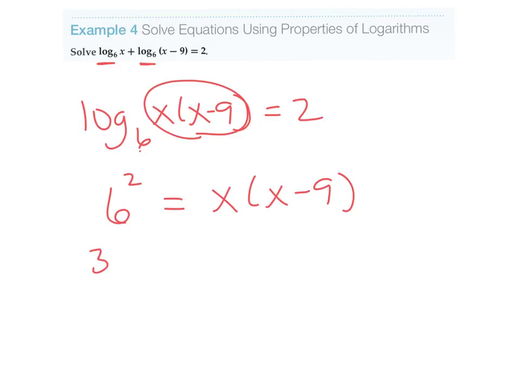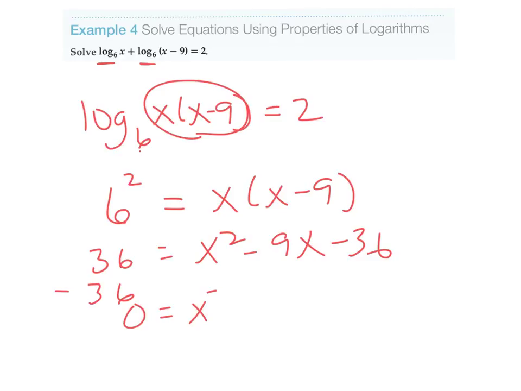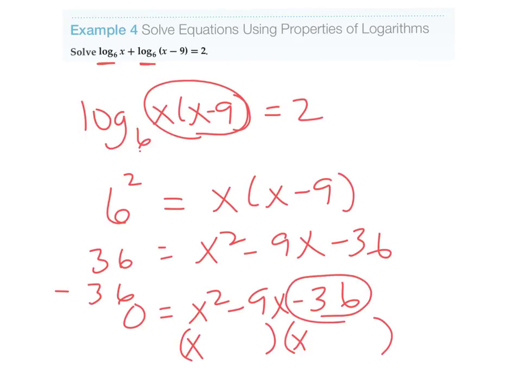Now this is 36 equals x squared minus 9x. To solve any kind of quadratic, we have to get it equal to 0. So I'm going to subtract 36 from both sides, so it equals 0. And once I have it like this, I can factor. We can factor this equation by finding what two numbers give us a negative 36 and add up to a negative 9. And those two numbers are negative 12 and a positive 3.